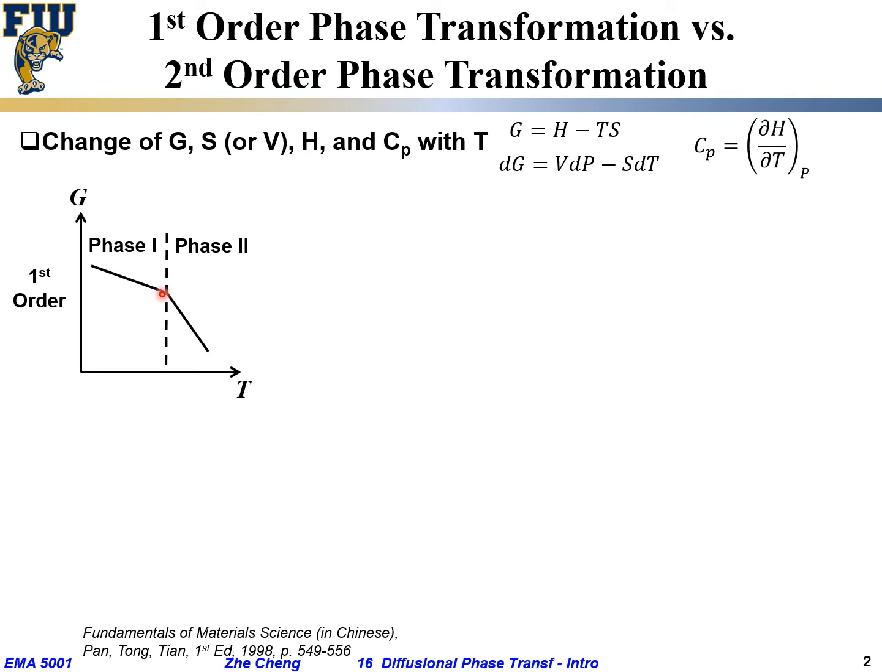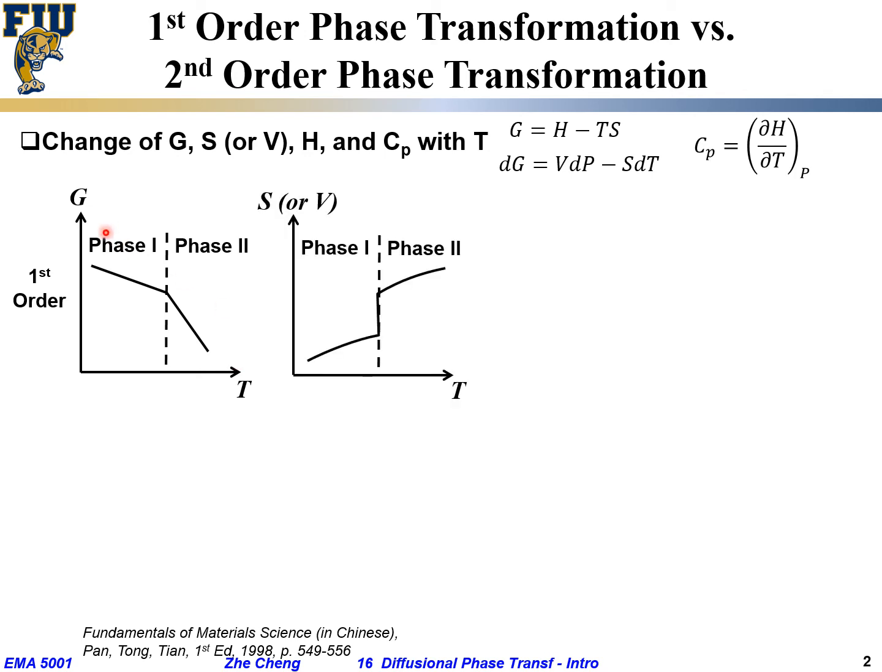The slopes are negative because the partial differential of Gibbs free energy with respect to temperature is the negative of entropy, which is always positive. So that's why the slopes are negative in this plot. So this plot is for Gibbs free energy, and then let's look at the first derivative, which is entropy or volume. Here we plot for entropy how it changes with respect to temperature for phase 1 and phase 2.